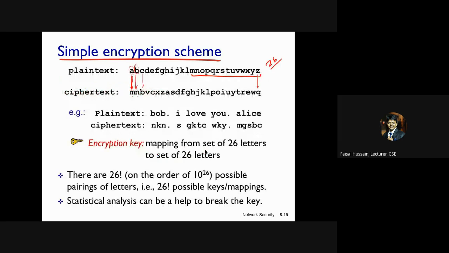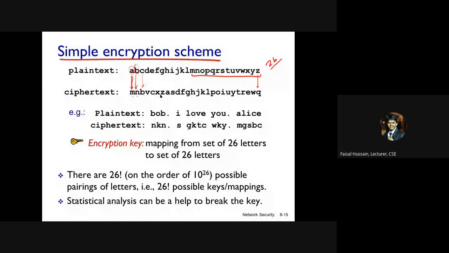For example, here the alphabets are written A to Z, and for A the value is M, for B the value is N, and for C it is not O. That means it is not Caesar cipher. This is a monoalphabetic cipher. So here for each letter, a random, unique other letter is chosen.